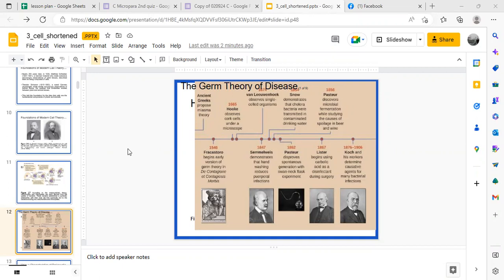And then, 8 years later, ginawa ni Pasteur yung experiment na dinescribe ko. So, he disproved spontaneous generation or yung biogenesis with the S-shaped flask experiment. Okay? Tapos si Lister, he began using disinfectant. So, yung mga surgery dati, no, buhay talaga.